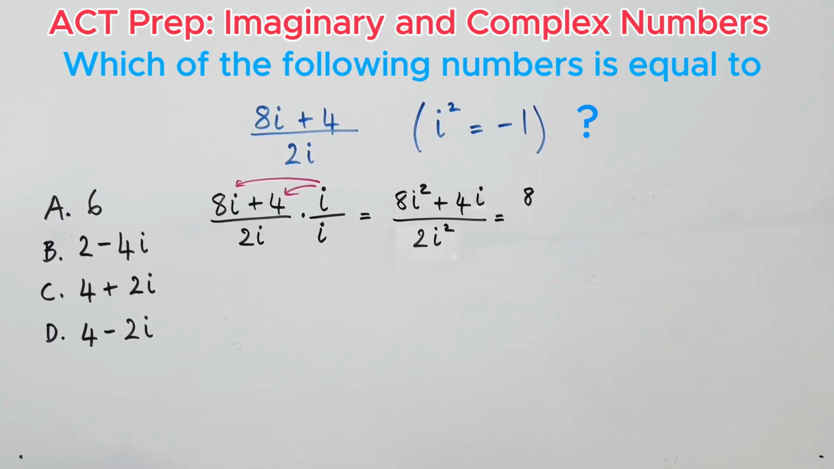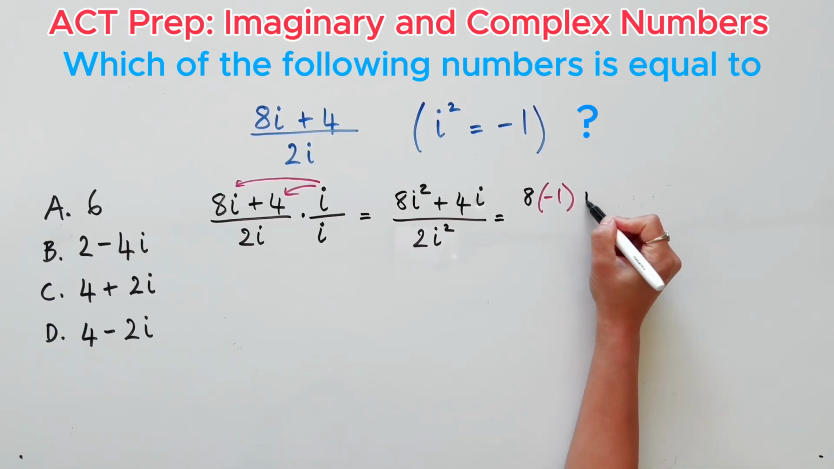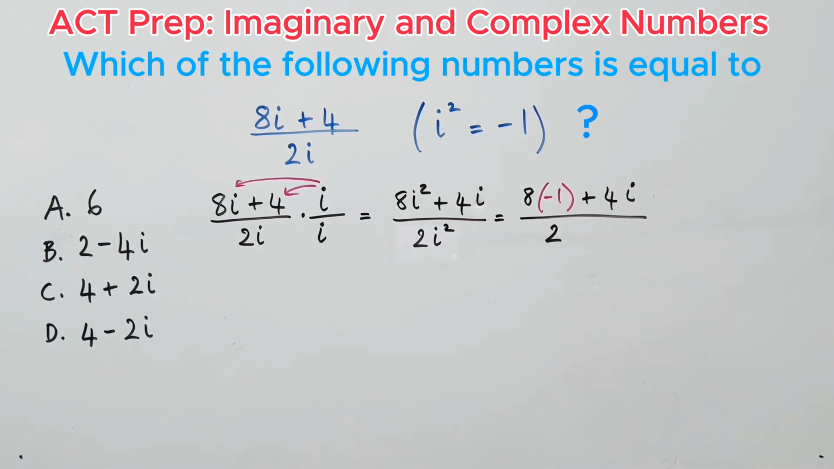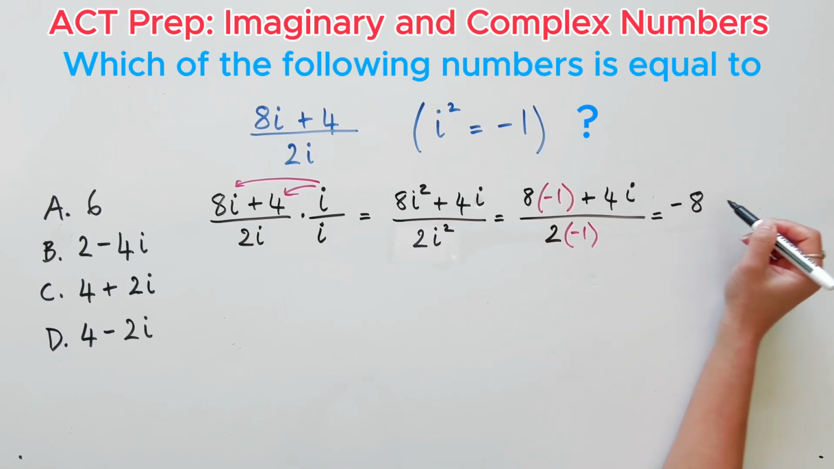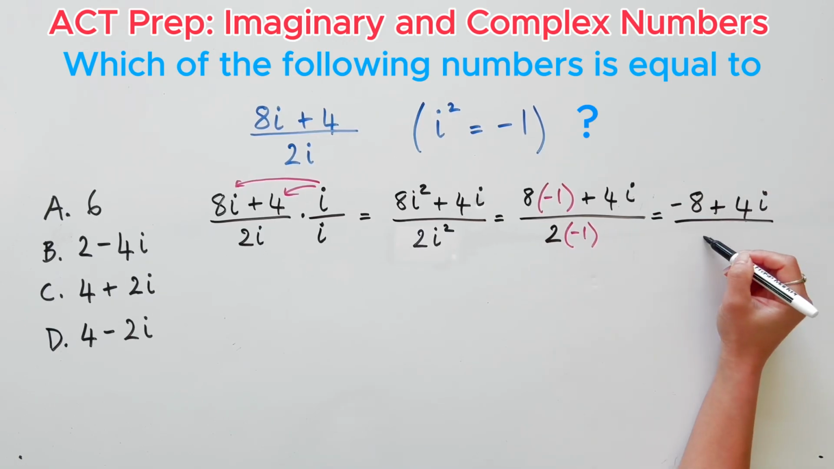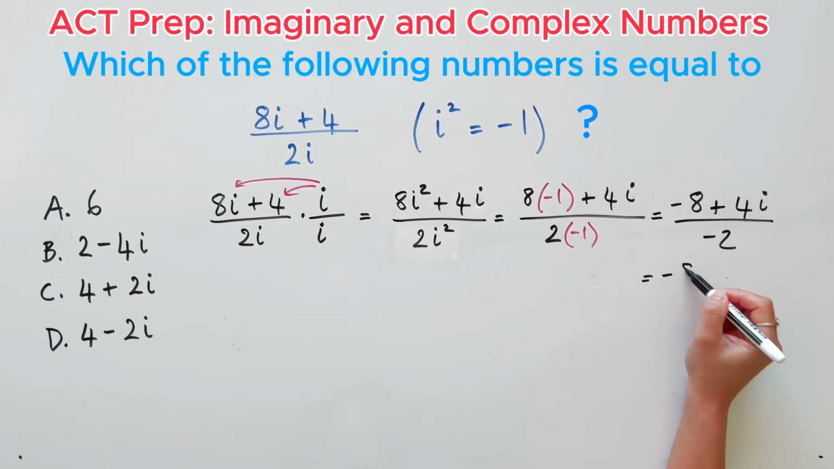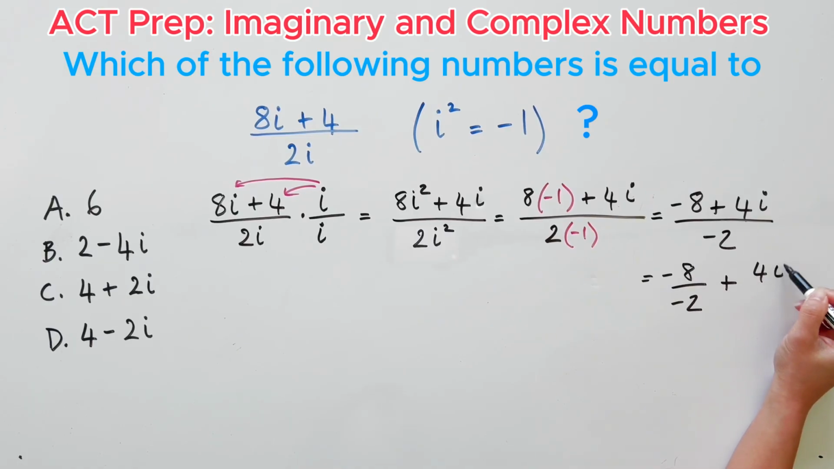8 times -1 plus 4i over 2 times -1 equals 8 times -1 is -8 plus 4i over -2. We break it down into fractions, so we can simplify -8 over -2 plus 4i over -2.